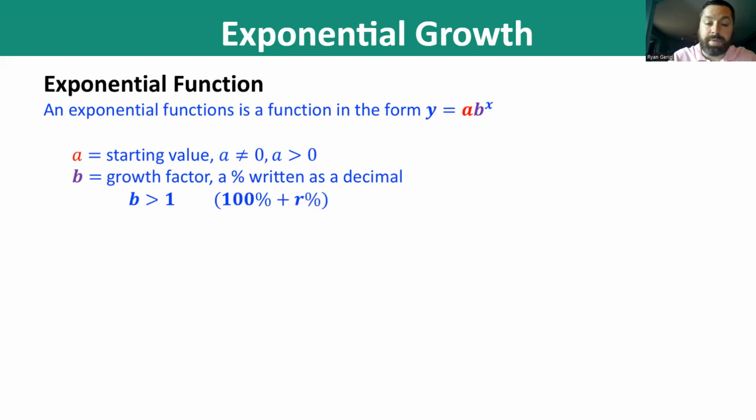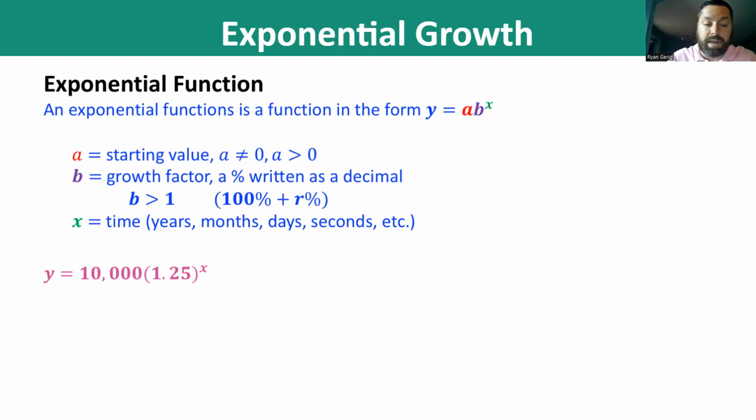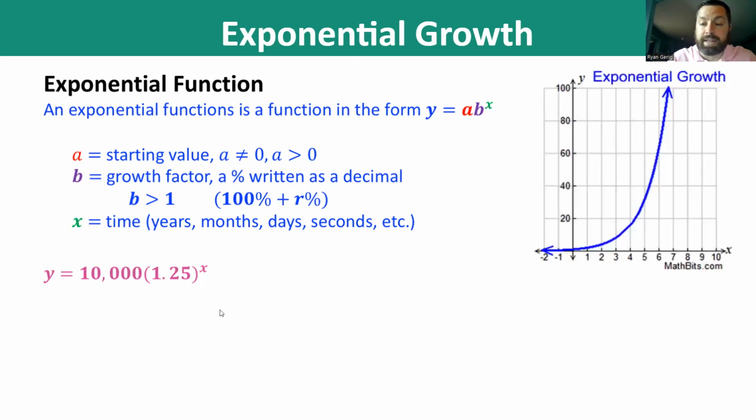The easiest way for me to figure out the b value is to do 100% plus whatever the rate is as a percentage. Again, this will make more sense when we do an example. x is going to be time, typically years, but it could be months, days, seconds, etc. So here's an example of what one would look like. a in this case was 10,000. The b would be 1.25, and x is a variable. And that's what the graph is going to look like. It's not a line. It's not a U. It's kind of an upward curve with growth.